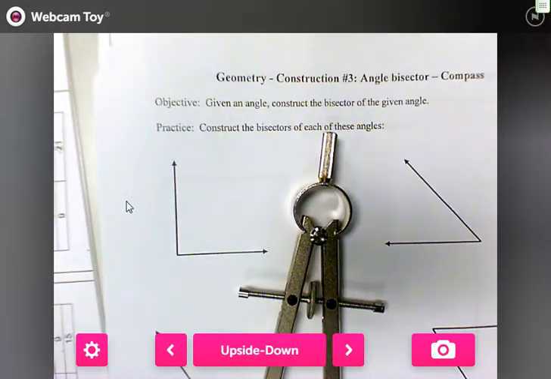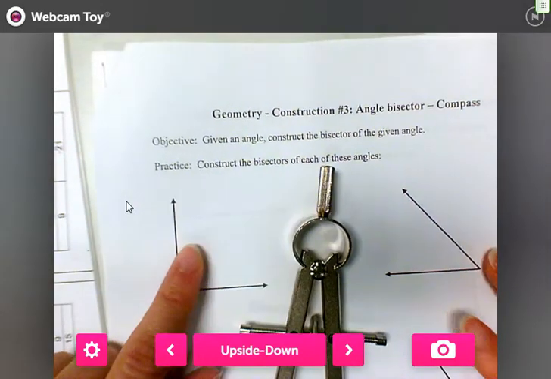We're looking at day 2 of compasses. We're going to start with an angle bisector. We're going to bisect this angle.